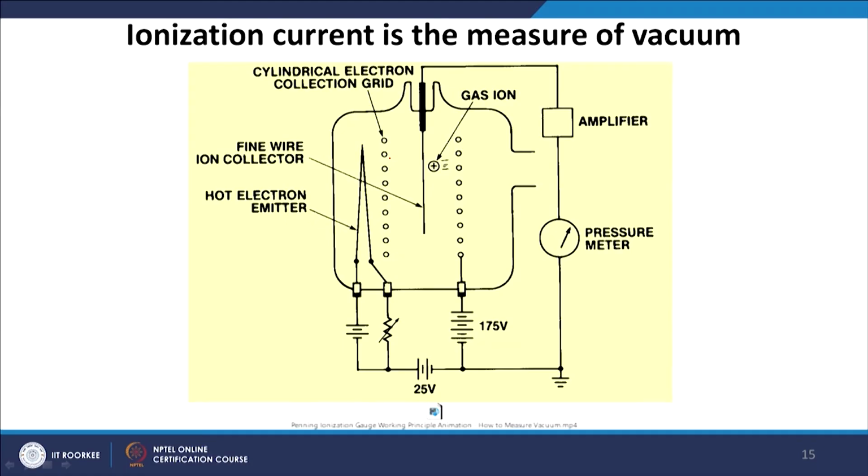As you can see in the diagram here, there is a cylindrical ejection collision grid, a gas ion, an amplifier, a pressure meter, a fine wire ion collector and then a hot electron emitter. Whenever you ionize the gas molecule, there will be a balance between the current from the cathode to anode and the current due to the secondary ions produced. Once there is an equilibrium, we can amplify that, and the corresponding change of current will be a measure of the pressure. To understand in a better way, we have put forward a video which will show you how this Pirani gauge works, or how it measures the vacuum of a system.